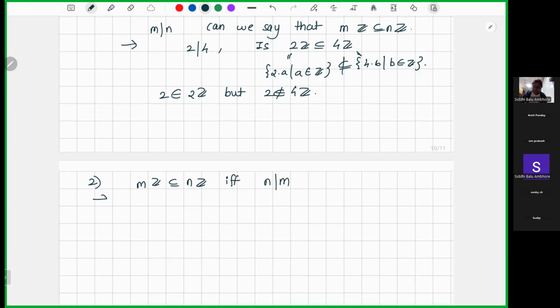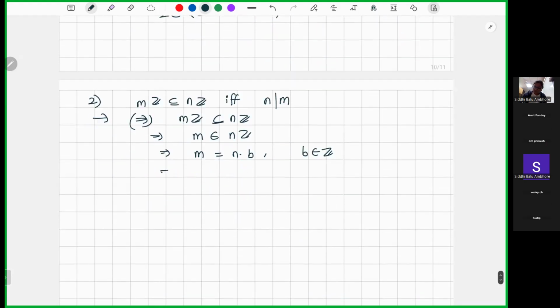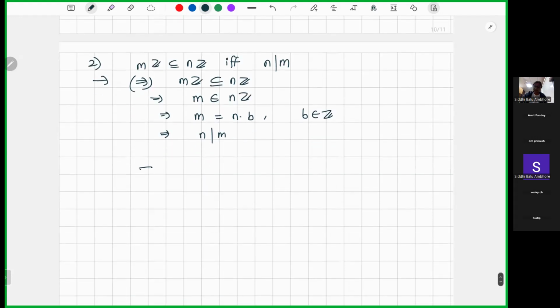Now the second condition, which they are saying is that MZ is contained in NZ if and only if N divides M. So the first direction: MZ is inside NZ. This implies that M in particular belongs to NZ, and this implies that M is equal to N times B where B belongs to Z. So this implies definitely N divides M. This is easy: if MZ is contained in NZ, then N definitely divides M. But is the other way around true?